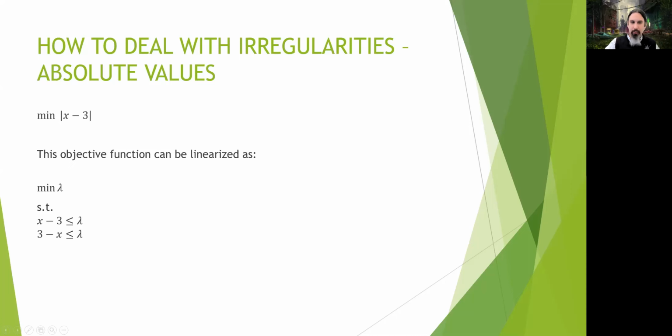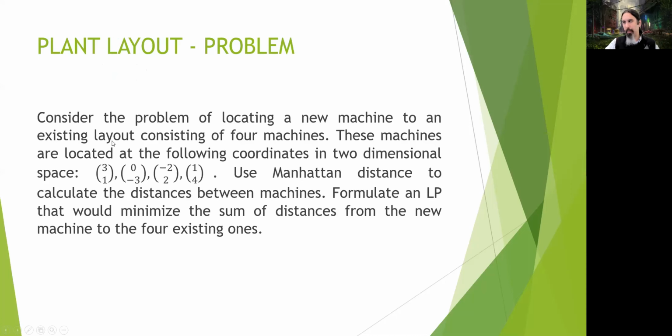For example, let's take a look. The plant layout problem. Now it says that consider the problem of locating a new machine to an existing layout consisting of 4 machines. We have 4 machines and we are going to put a new machine. These machines are located at the following coordinates in 2-dimensional space: 3 to 1, 0 to -3, -2 to 2, 1 to 4. Use Manhattan distance to calculate the distances between machines. Now, Manhattan distance, not Euclidean distance.